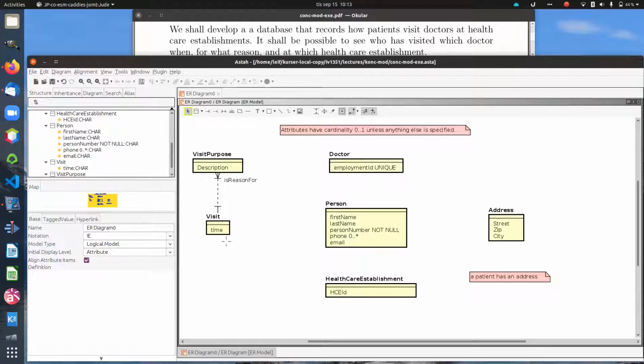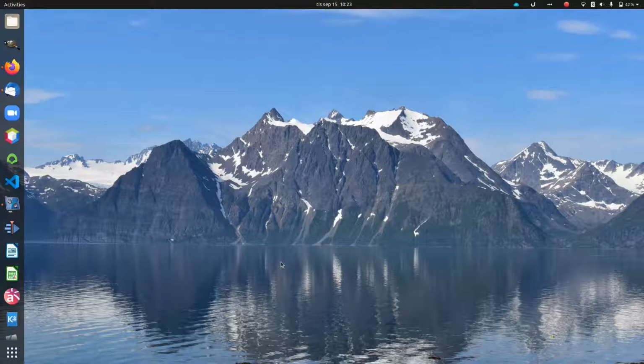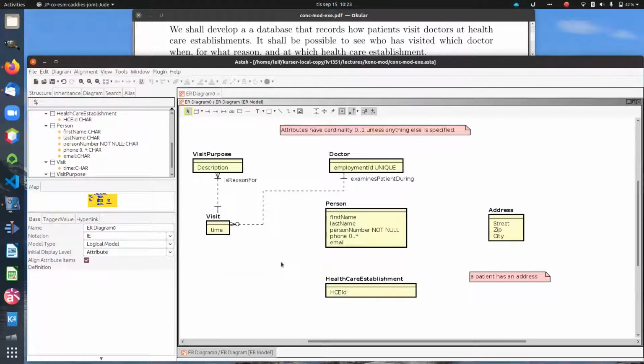Maybe let's now look at visit to doctor. So again, pause the video and try to create this association. Right, so then let's have a look at this relation. So here's my suggestion for the relation between doctor and visit. The reason for this relation is that the doctor examines the patient during the visit.